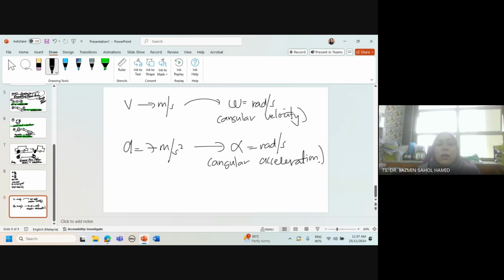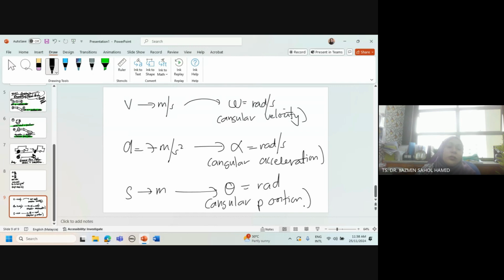And lastly, we have position, where the unit is in meters, but now in rigid body we call it theta, and the unit is radian. This is called angular position. Got it? So velocity is now omega, which is called angular velocity. Acceleration is alpha, which is now called angular acceleration. And displacement s is now theta, in radians, which is called angular position.